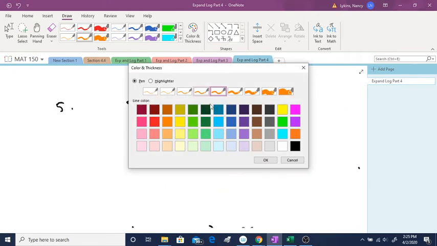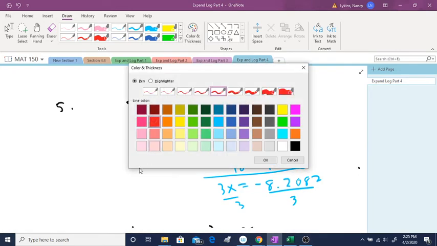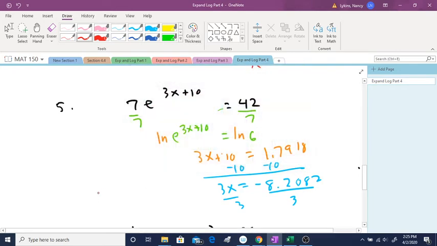From this point, I'm going to subtract 10 on both sides. I get 3x equals negative 8.2082. Then I'm going to divide by 3. x is going to be negative 2.7361.